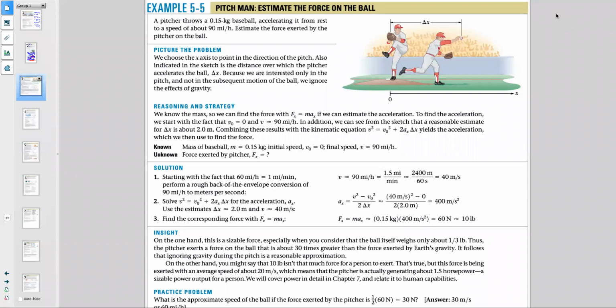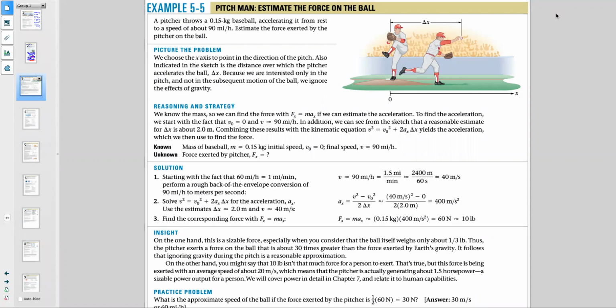Okay, let's take a look at this problem. Example 5-5. Pause the video, read the problem, write down things that you have, and then let's solve it together. All right, so we have a pitcher throwing a 0.15 kilogram baseball, accelerating it from rest to the speed of 90 miles per hour. Estimate the force exerted by the pitcher on the ball.